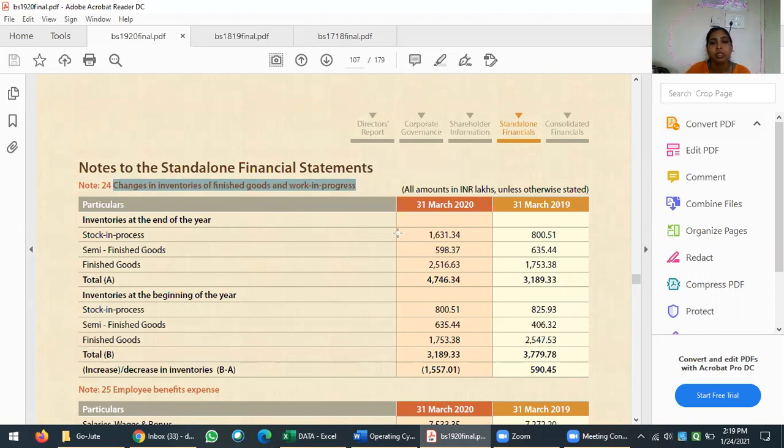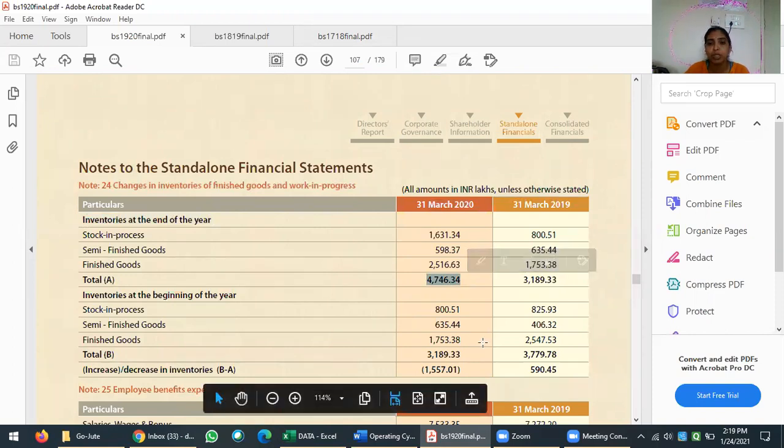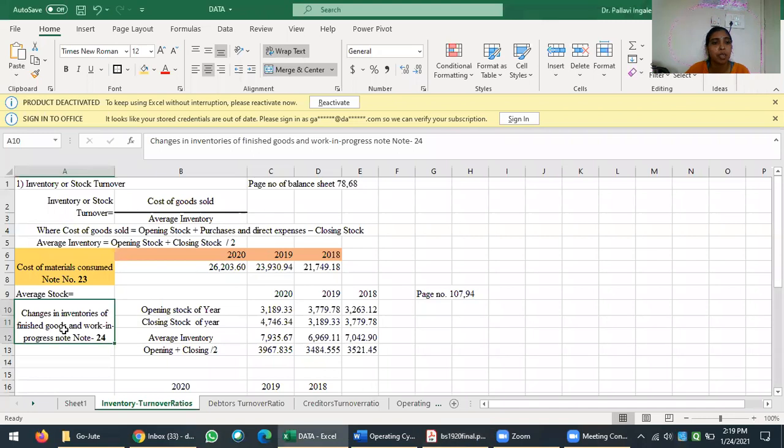So here for 2020 first we'll focus. Read carefully what is given. Inventory at the end of the period. At the end of the year means what? 2020. Okay, so this is 31st of March, means this is a closing stock. So I will copy this, and here I am preparing 3 columns: opening of a year and closing of a year. So I am going to copy that here.